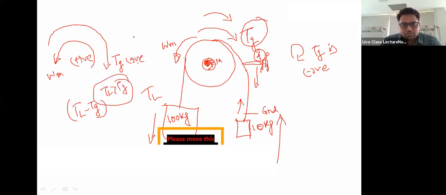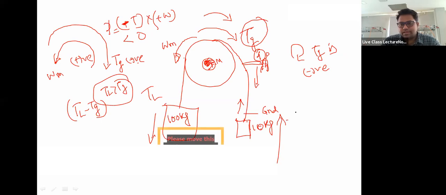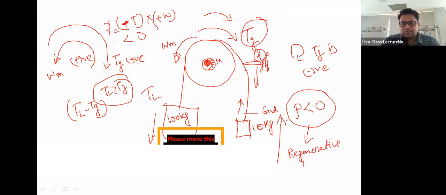But for the motor part, the TG is negative, but the motion of its prime mover, of its shaft, is positive. So what is the power? Torque into speed, so it is negative torque into positive speed. So what is that? Less than 0? Is it not so? Any doubts, please come up. So the power is less than 0. What does it say? That it is regenerative braking, right?